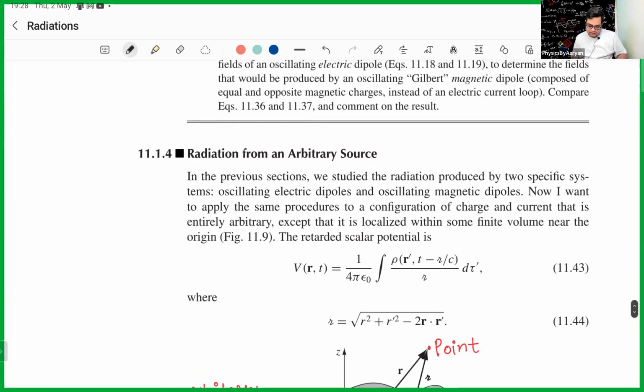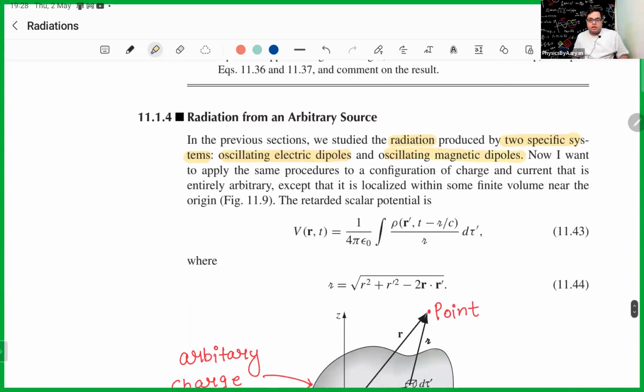That is what your Griffith's book is also saying, that in the previous section we studied the radiations produced by two specific systems: one is an oscillating electric dipole and one is an oscillating magnetic dipole. We don't want to do that. Now what they are doing is that we will do the same process for a general charge and current configuration.